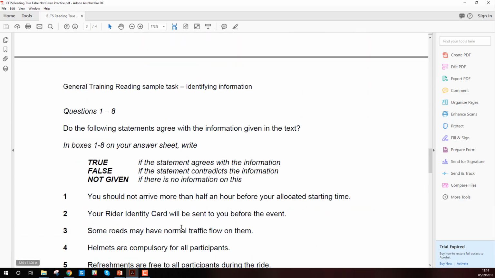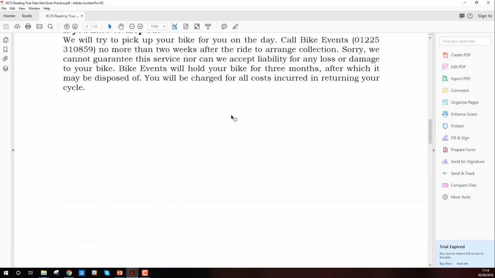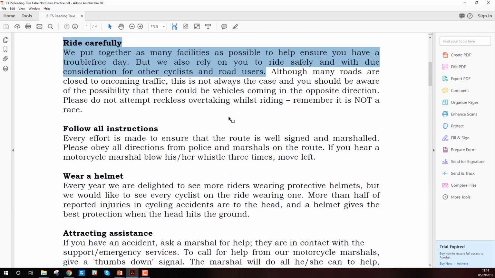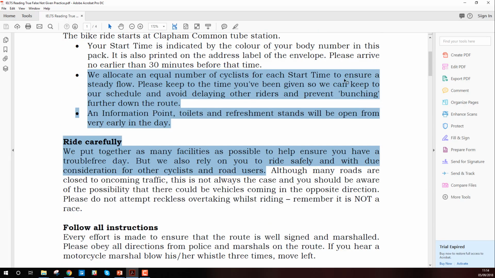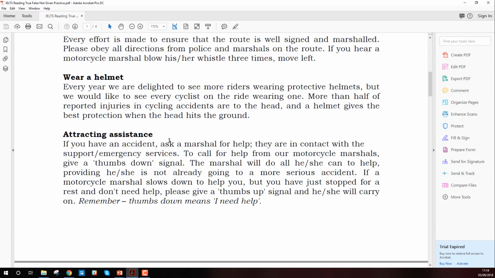So your rider identity card will be sent to you before the event. Let's check this highlighted area. Anything about a rider identity card? Nothing. Okay, so there's no information. So we're confident, not given. Now that's given us the confidence, we can move quickly on to number 3.